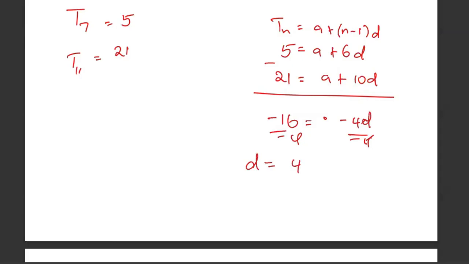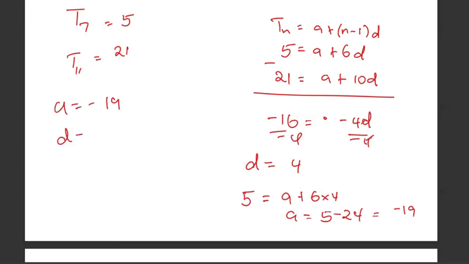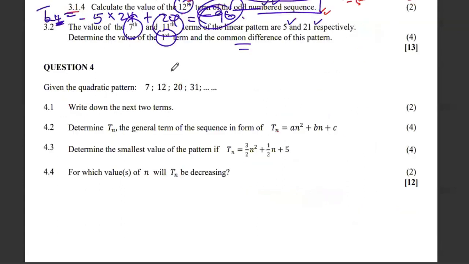And then I'll replace this d into one of the equations to find my a. So if I use the first one, 5 is equal to a plus 6 times 4, meaning that a is going to be 5 minus 24. 5 minus 24 gives me negative 19. So my first term is negative 19. Then my common difference is just 4. So that is question number 3.